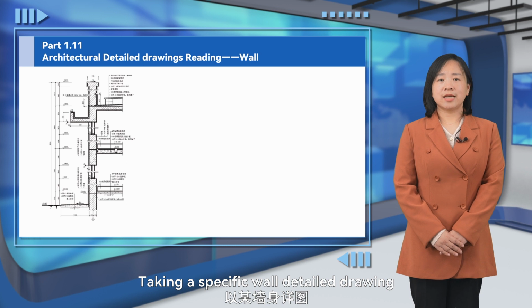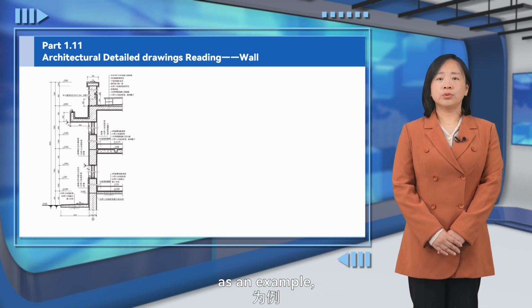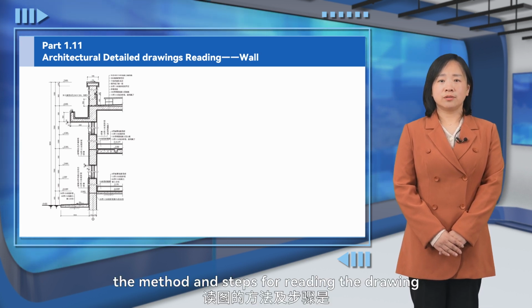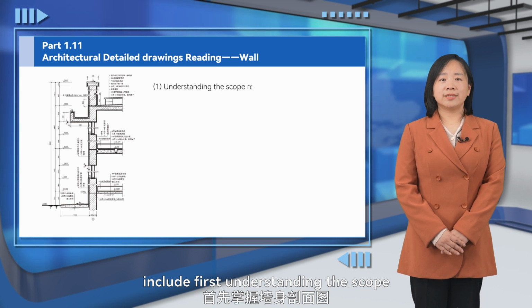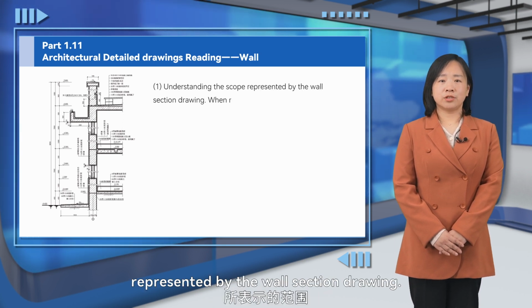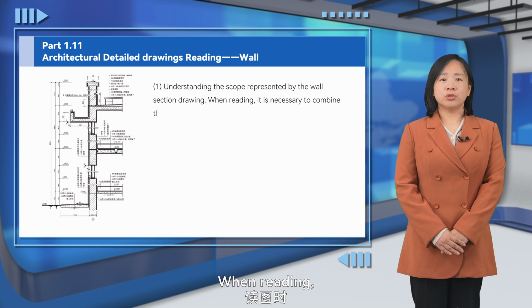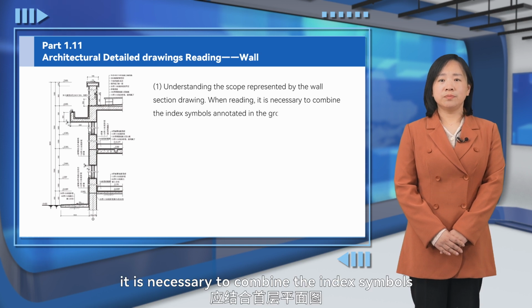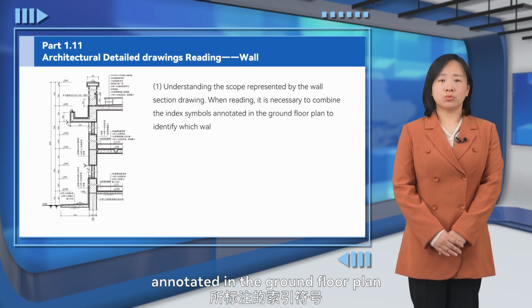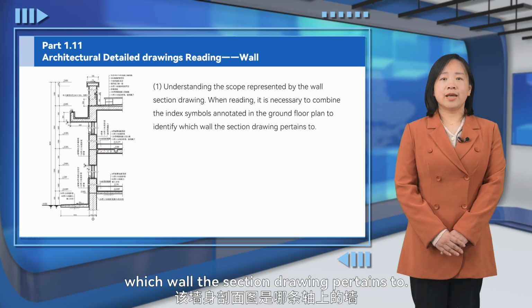Taking a specific wall detailed drawing as an example, the method and steps for reading the drawing include first understanding the scope represented by the wall section drawing. When reading, it is necessary to combine the index symbols annotated in the ground floor plan to identify which wall the section drawing pertains to.